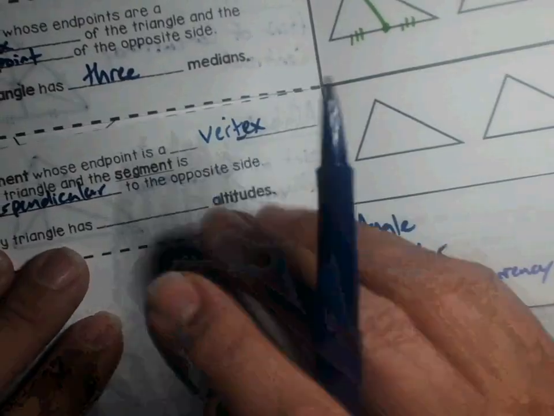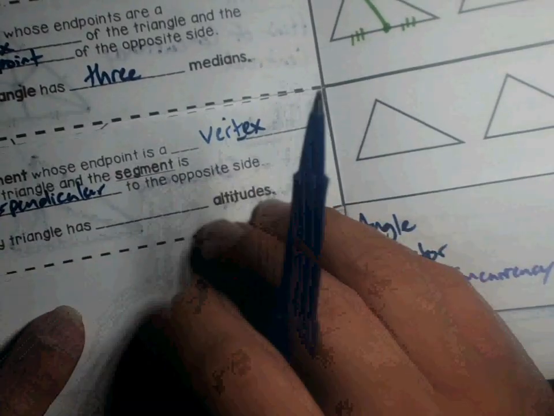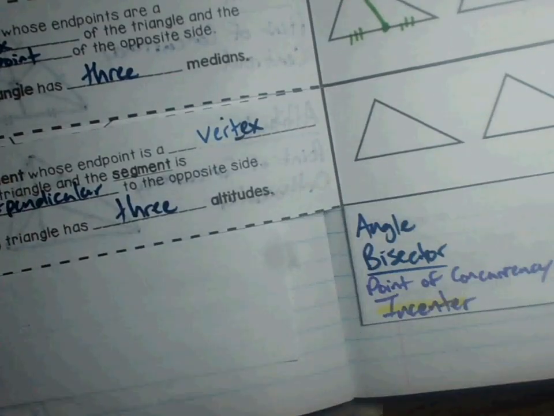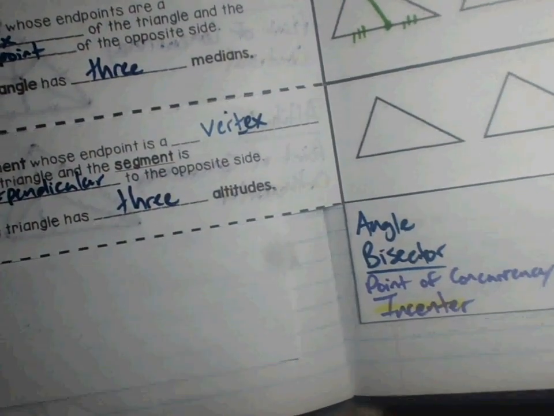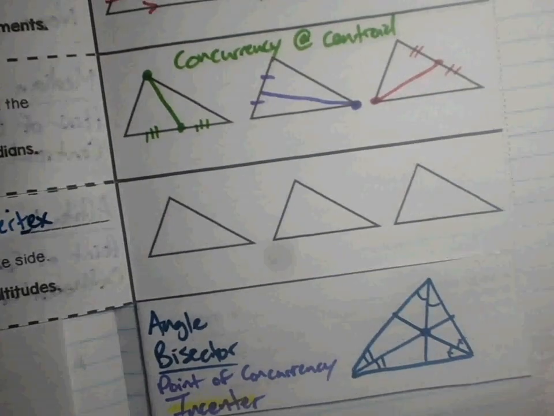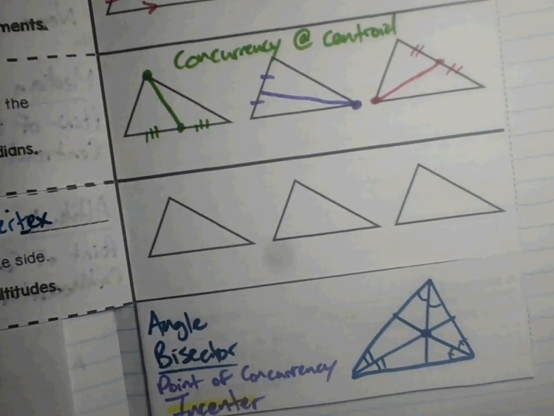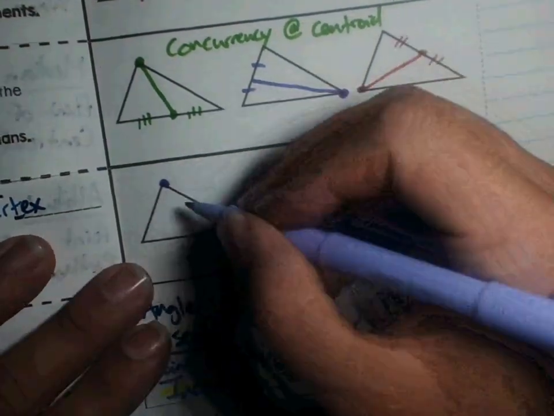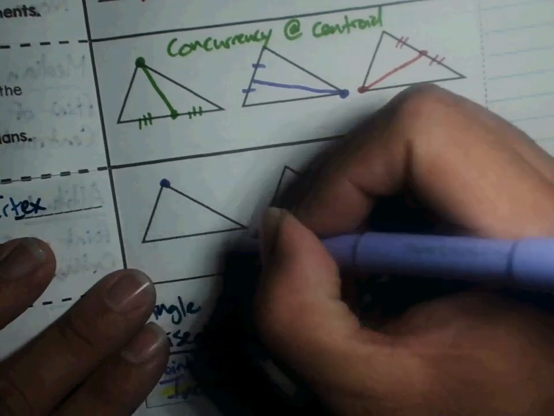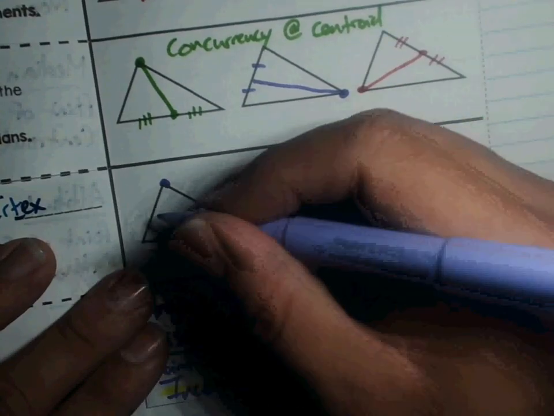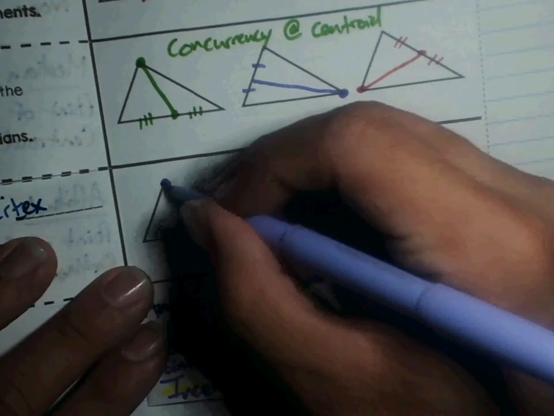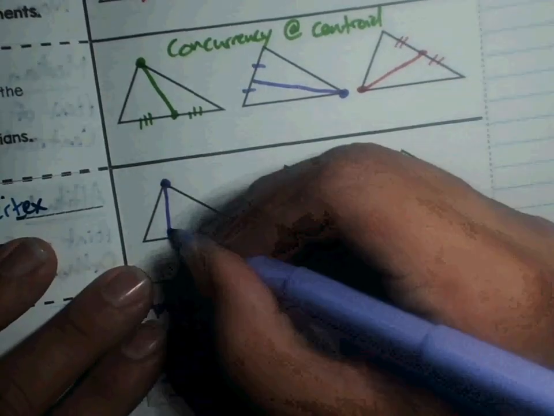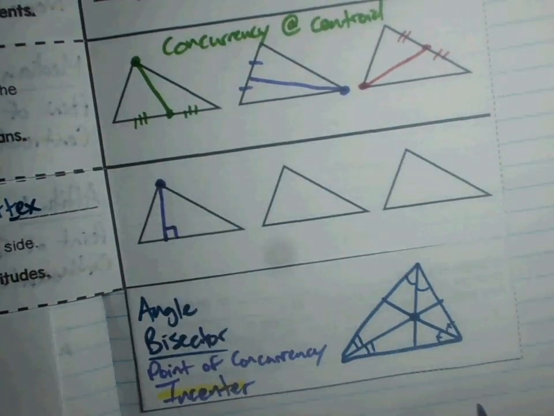We're looking for three altitudes as well. So if you start at any vertex, all you have to do is drop it straight down. We're not looking to see if it goes anywhere else, and we're not looking for the middle. Take it from here and go straight down. There are no other markings we have to make. It just creates this right angle.